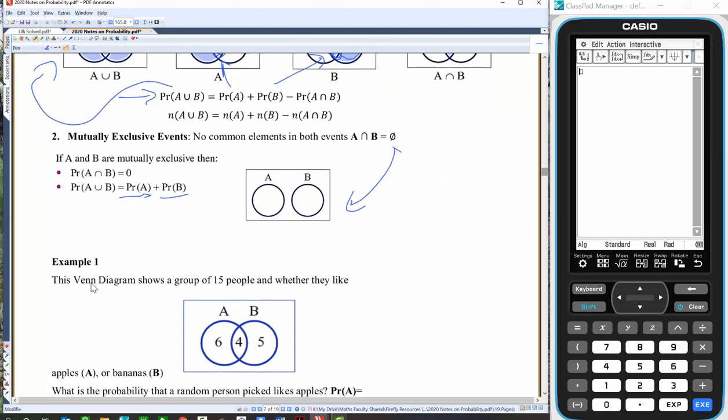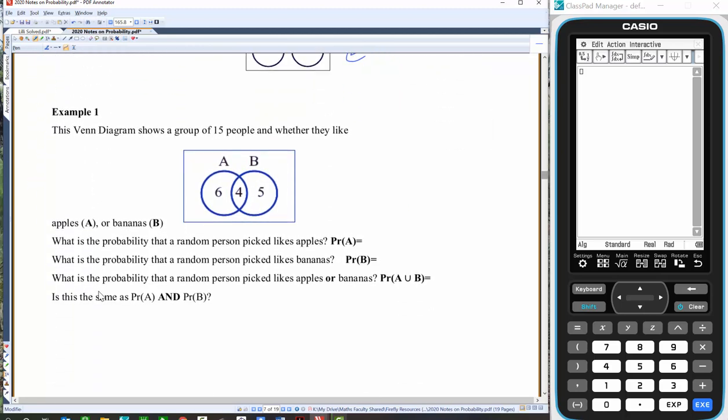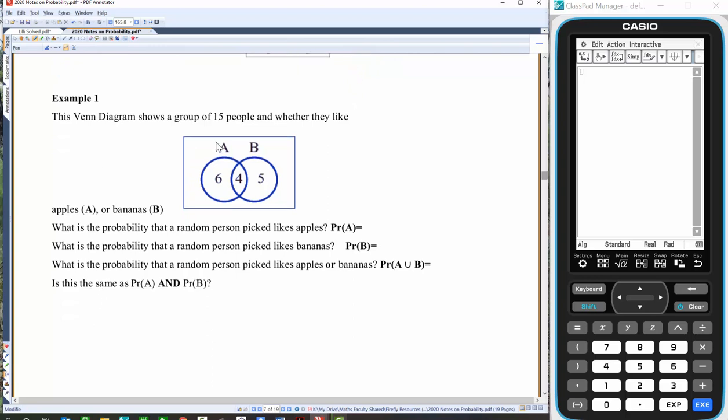All right, this Venn diagram shows a group of 15 people and whether they like apples or bananas. What is the probability that a random person picked likes apples? What's the probability of A? Well, that's going to be 10 out of, what is it, 6 plus 4, 10, 15. Don't forget to simplify. All right, what's the probability that a random person likes bananas? Well, we've got 9 out of 15 equals 3 out of 5.